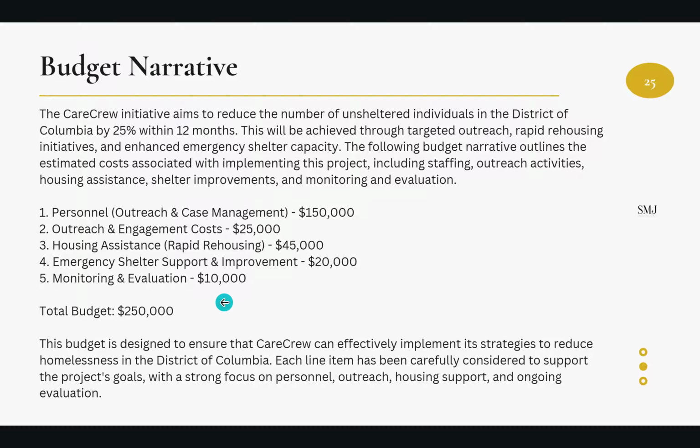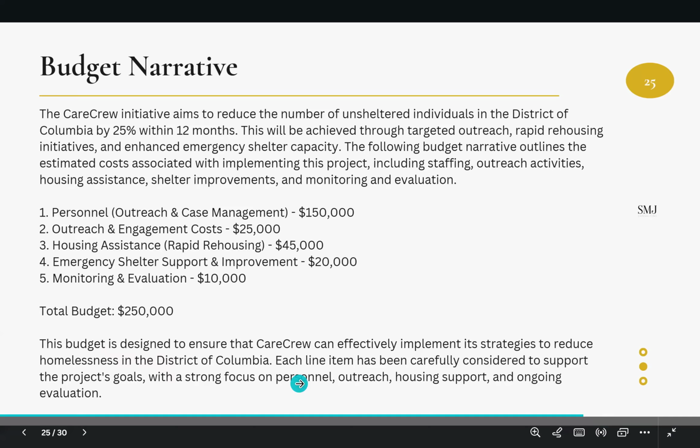The most important part about your budget is that the expenses must be justified. The way this client did it is really to highlight that this budget is designed to ensure that Care Crew can effectively implement its strategies to reduce homelessness in the District of Columbia. Each line item has been carefully considered to support the project goals with a strong focus on personnel, outreach, housing support, and ongoing evaluation.